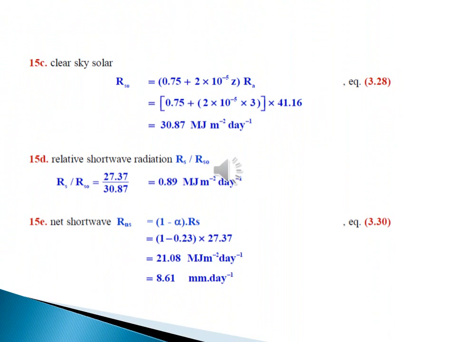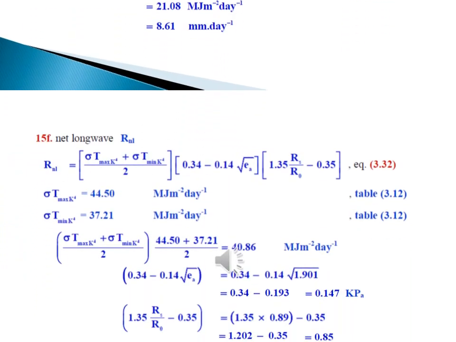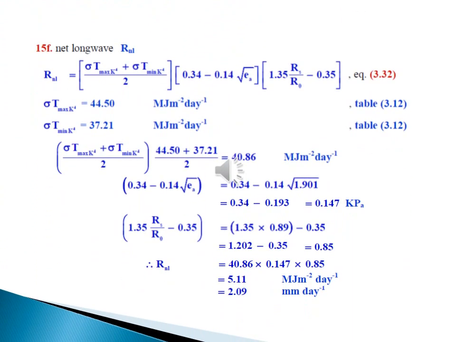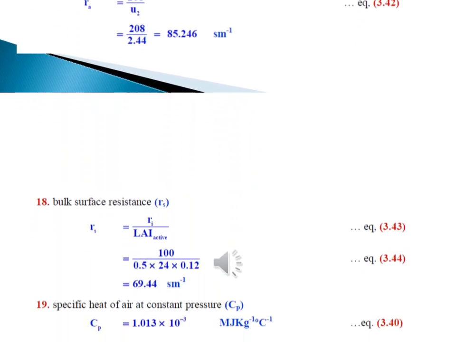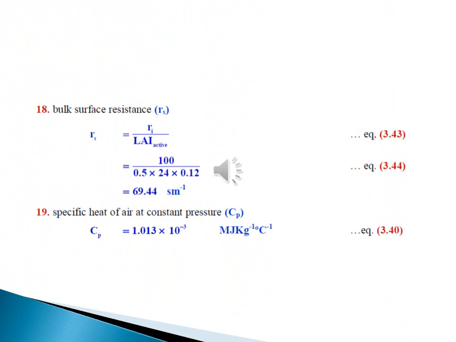Clear sky solar radiation, relative shortwave radiation, and net shortwave radiation, referring to the special equation mentioned before. Net longwave radiation according to the special equation mentioned before. More and more, net radiation, soil heat flux, and aerodynamic resistance according to the equations mentioned before. Both bulk surface resistance and specific heat of air at constant pressure according to the previous equation mentioned before.